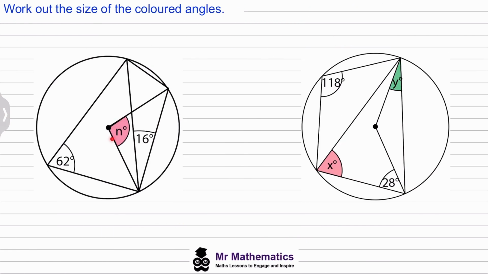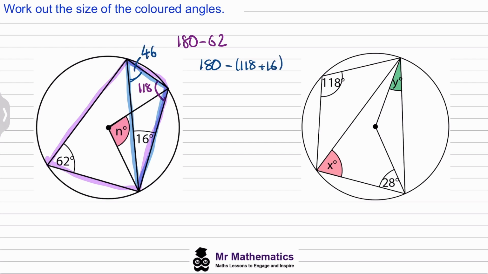Do you want to try and work out angle N, X, and Y? The first thing we can do is we can use this cyclic quadrilateral. We know the opposite angle will be 180 minus the 62. So this will be 118. And now we have two angles in this blue triangle. So a third angle, this angle here, would be 180 minus the 118 plus the 16. So this will be 46.